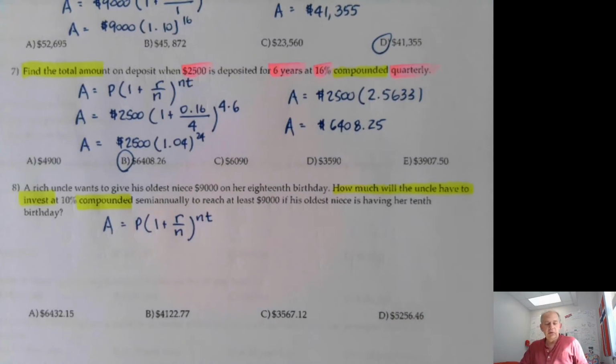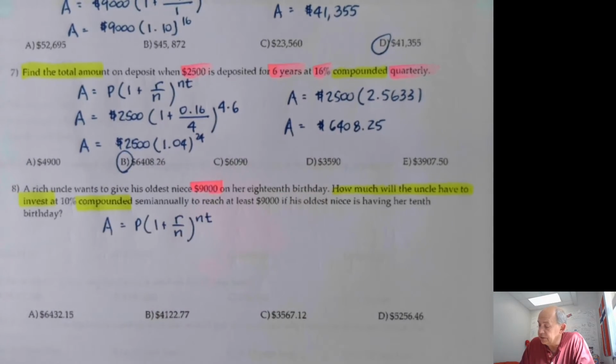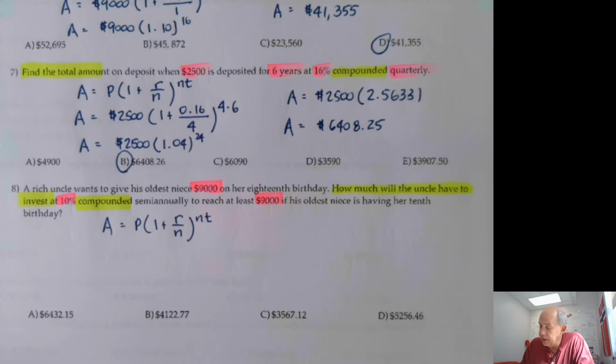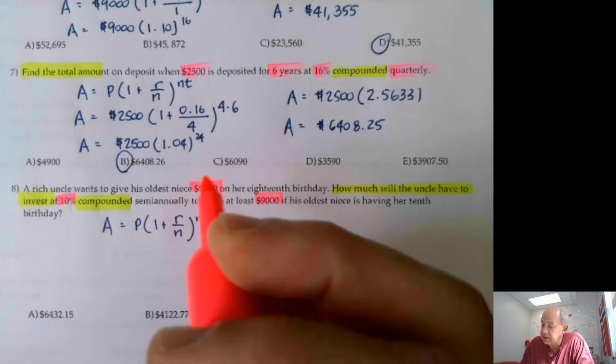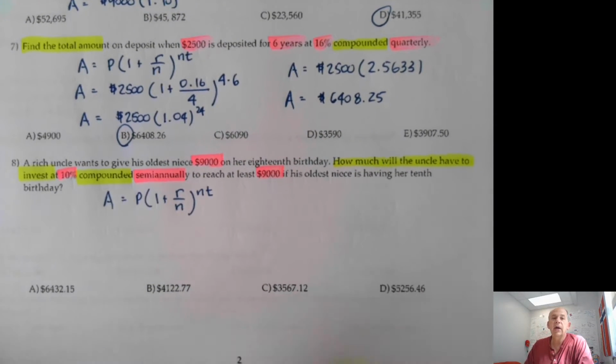Now, here's where this one gets a little bit different. $9,000 is the goal, so I'm looking for a future amount of $9,000. It's invested at 10% compounded semi-annually. And his oldest niece is having her 10th birthday today, and this niece is going to get her hands on the money on her 18th birthday. So this one's a little bit trickier.